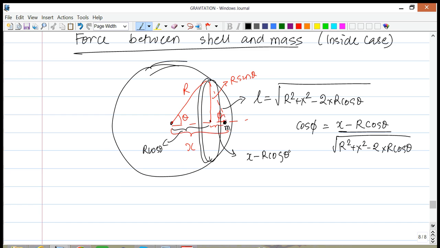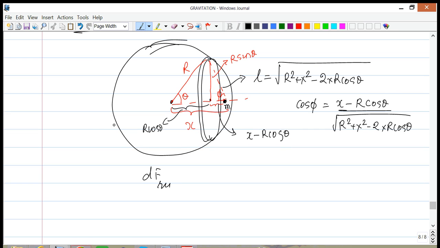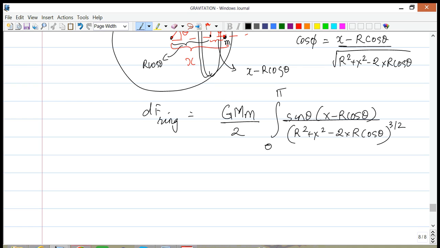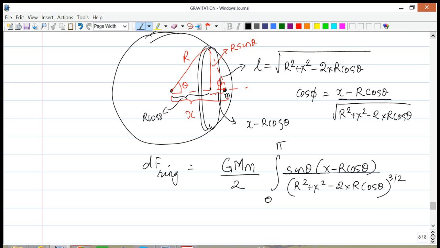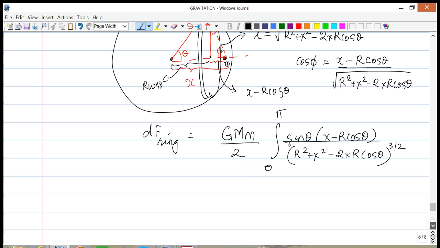Now having said all this, our dF ring is going to have pretty much the same expression as what we had earlier, which would be capital G M m over 2 times, and what we're going to do now is, once again, integrate from 0 to pi for all the elements of the ring. Okay, so I've just rewritten the expression here, which is identical to what we had in the beginning, except that there's one big change here.